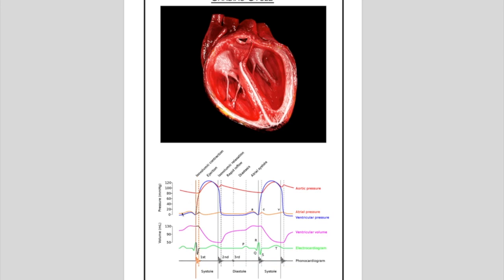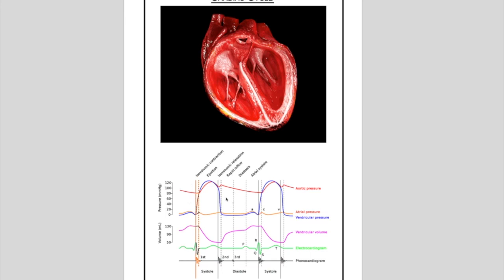And again, you can follow all of this on the graph, all of these pressure and volume changes. I really care more about, as long as you know what's going on and why things are happening. This graph just demonstrates it in a different way. So that's the phase two, the ejection phase.